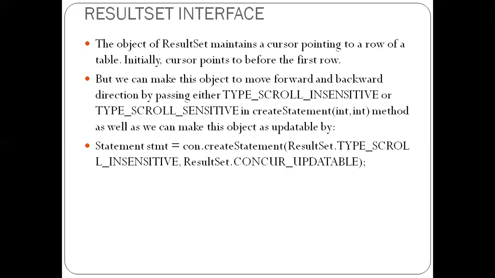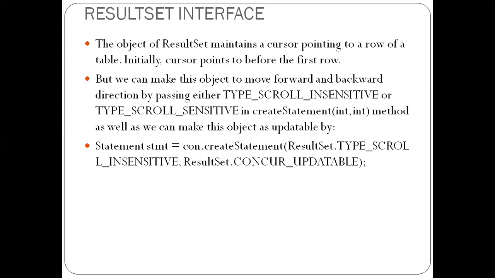Next, we'll discuss the ResultSet interface. What is a ResultSet interface? By default, a ResultSet object is non-scrollable. That is, we can move the cursor only from the first to the last record, top to bottom. The ResultSet object maintains a cursor pointing to a row of a table. Initially, the cursor points before the first row, but we can make this object move in forward and backward directions by passing either TYPE_SCROLL_INSENSITIVE or TYPE_SCROLL_SENSITIVE in the createStatement method.